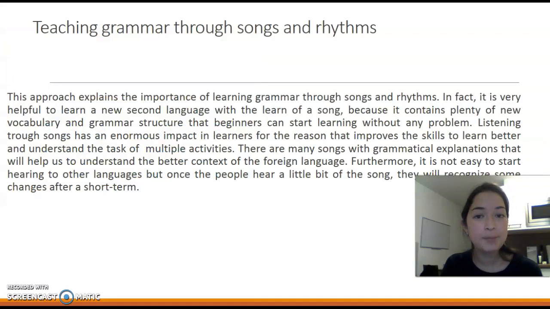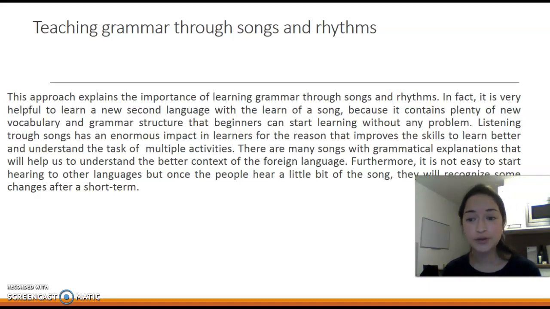And the second approach is teaching grammar through songs and rhythms. This approach is particularly helpful for all learners because it will help them to increase their grammar while they are hearing some songs or rhythms. They will hear the lyrics of a song, and they will automatically repeat in their brains the same lyrics that they just heard, and they will easily catch the vocabulary, the grammar, the structure, and they will get the language easily.